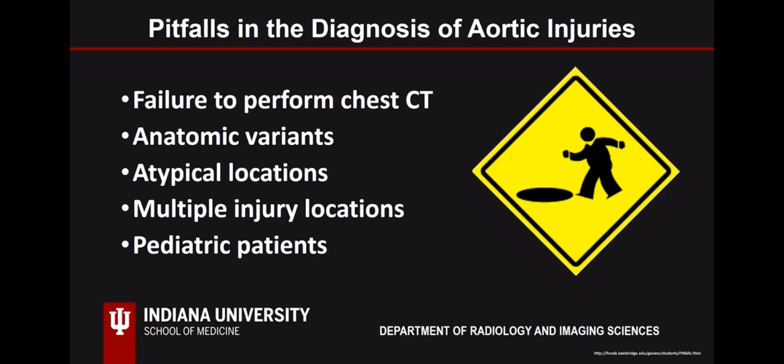Now let's talk about some of the pitfalls in the diagnosis of aortic injuries, including failure to perform the correct exam, anatomic variants, atypical locations, atypical distribution along the aorta, and pediatric patients.